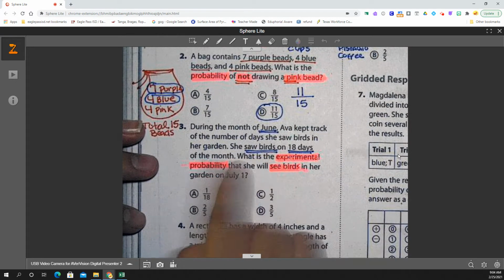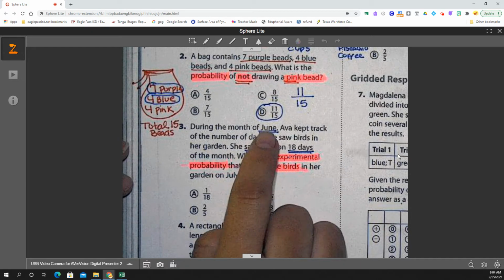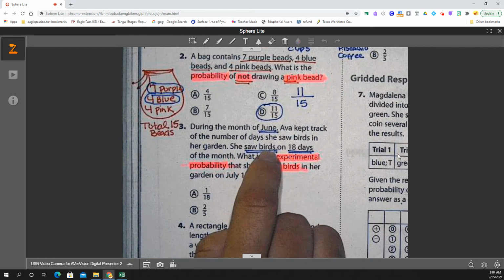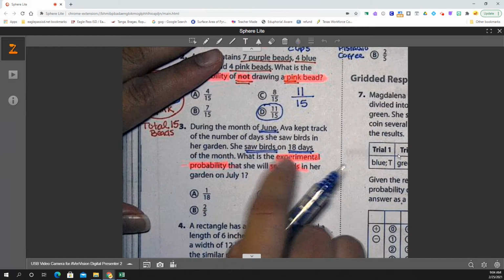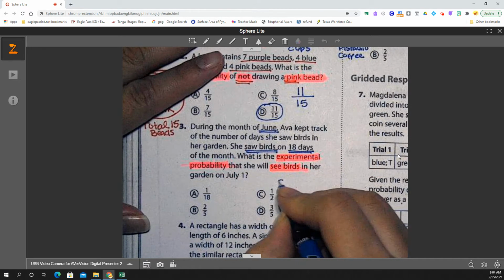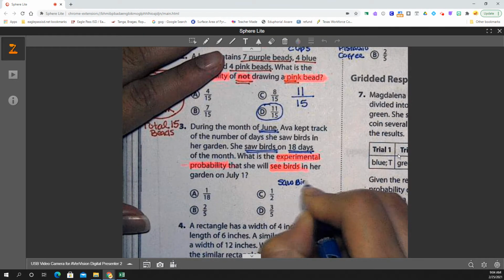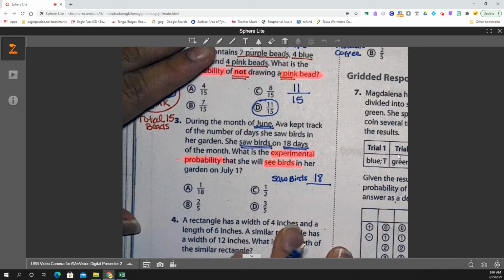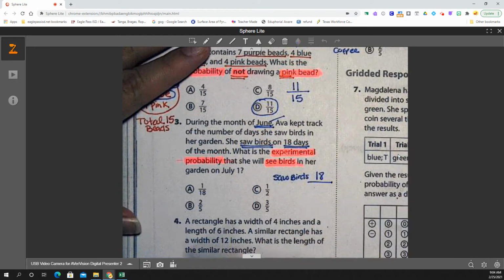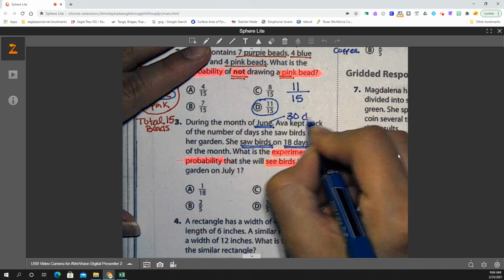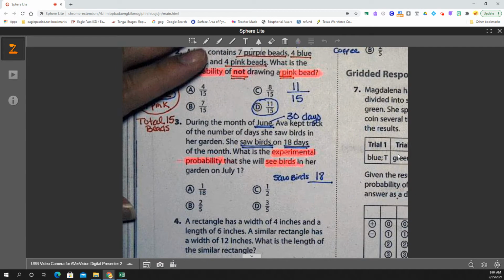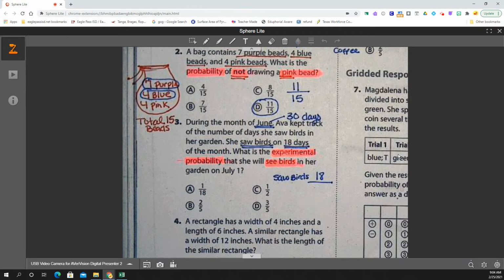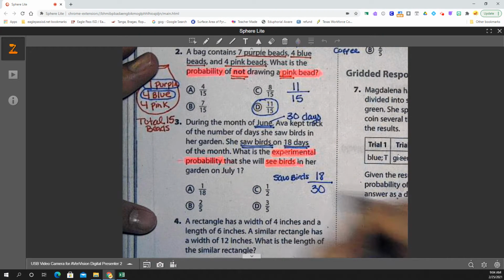Why do they say experimental? Because this was an experiment. She actually went outside every day of June and said, oh, I see birds. Oh, I don't see birds. Right? So she saw birds 18 days. Out of how many days? Well, I need to know how many days are in June. June has 30 days. Okay? June has 30 days. So out of the 30 days that June has, on 18 she saw a bird.